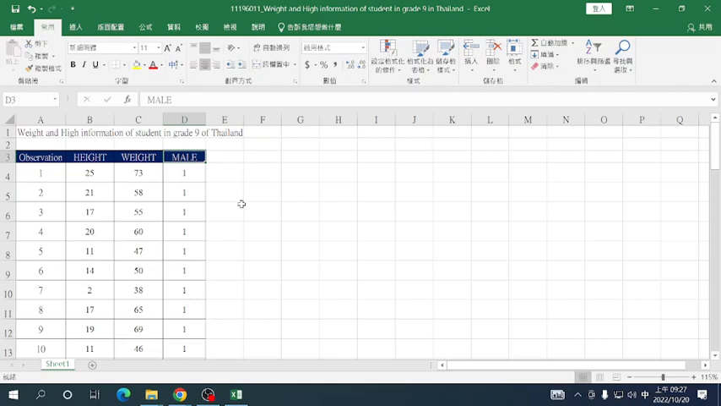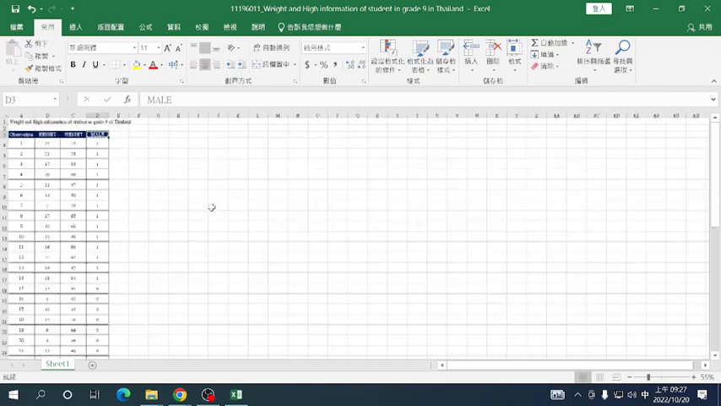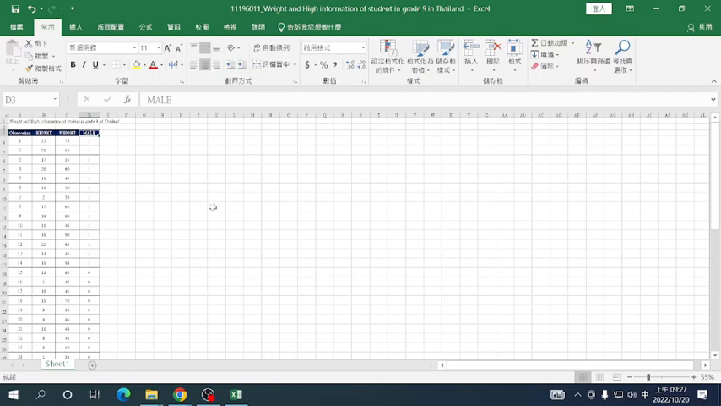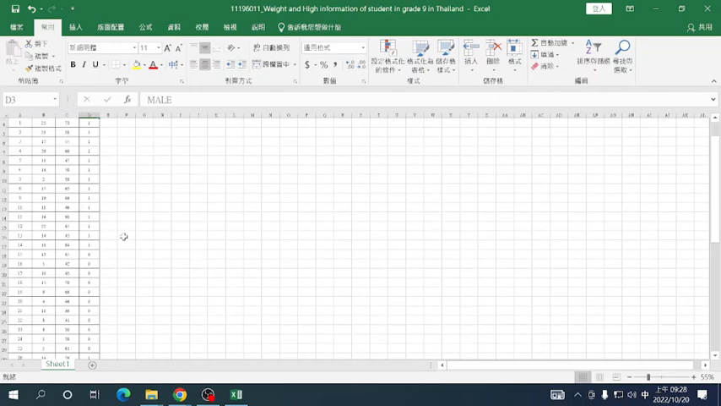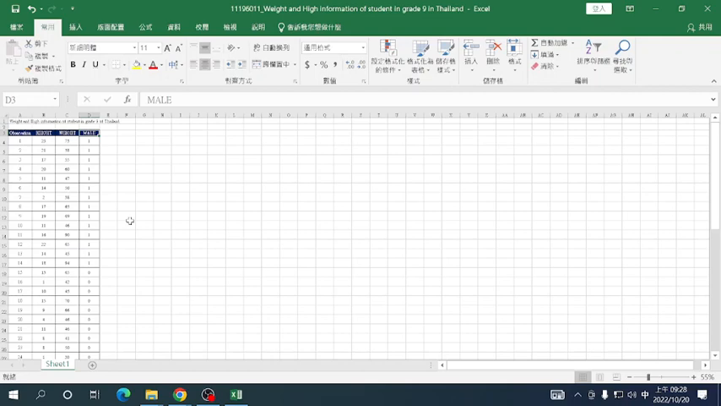Let me see your data. So starting from 18, are they male or female? 18, 1 stands for male, and 0 is female. Yes. Okay, let me enlarge it. I have a problem seeing it. Enlarge it.